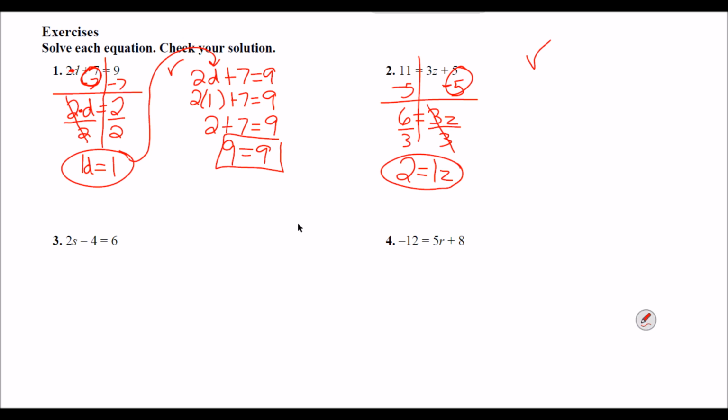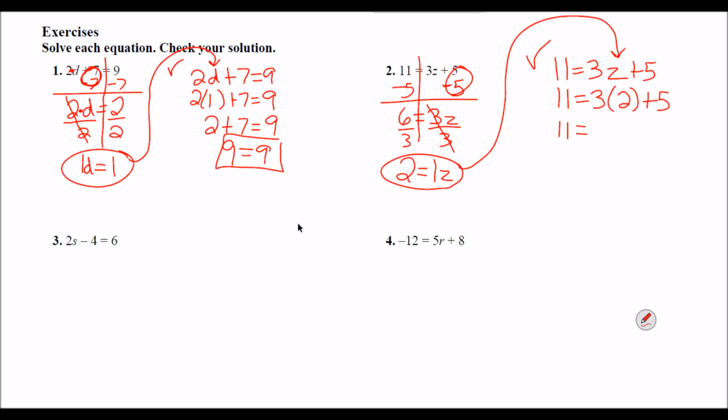So again, we come over here and recheck it. We rewrite the original equation, which is 11 equals 3z plus 5. And we take what we think the answer is, and we plug it back into the equation. So we keep the 11, keep the equals, keep the 3. We do not keep z, we make it 2, and then we keep the plus 5. Can't do anything with the 11, so it drops. 3 times 2 is 6, and then 6 plus 5 is 11. So again, we notice the left and the right side are equal to each other, which means we are correct with our answer.